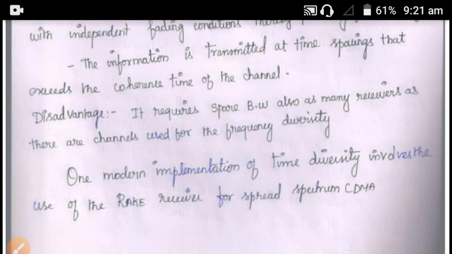The main disadvantage of this is that it requires spare bandwidth, also, as many receivers are there, as many channels are used for the frequency diversity.